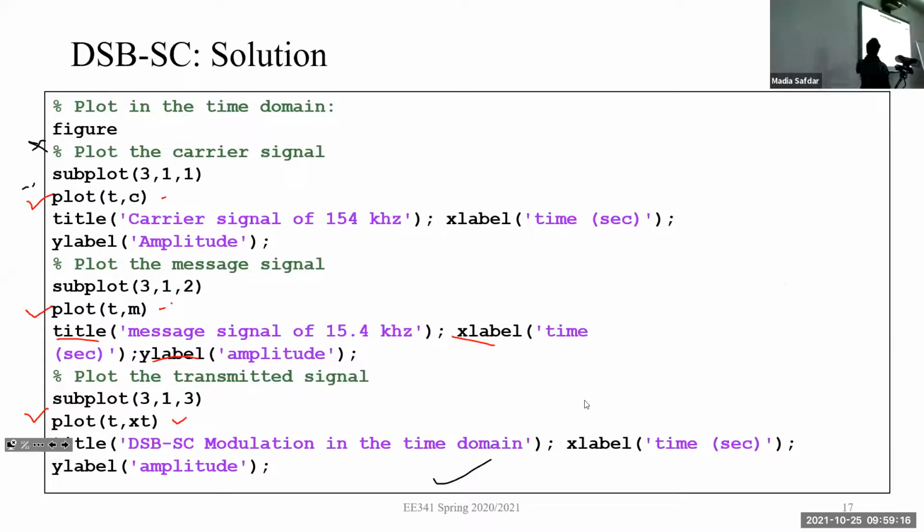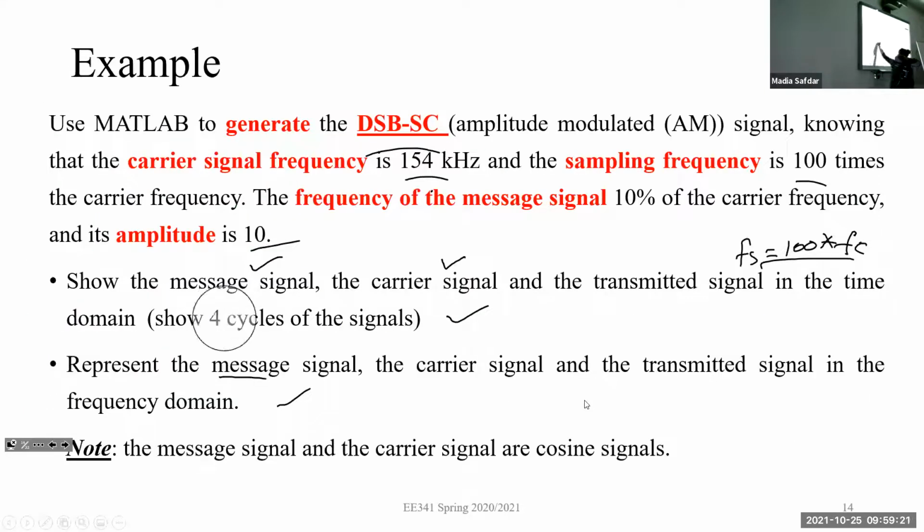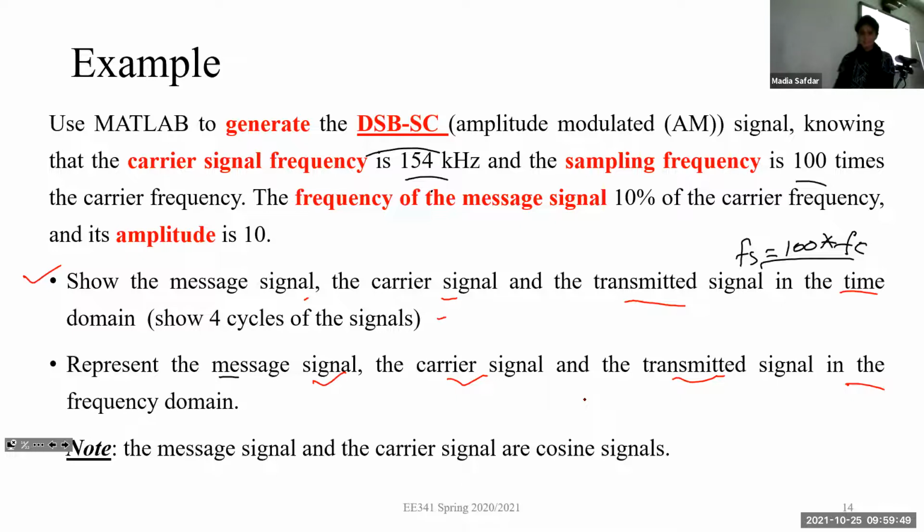So now, this was our original question. We did this one. First part we are done. Show the message signal, the carrier signal, and the transmitted signal. We show all three signals in the time domain. All of them we did. Now we will show the same signals, message signal, carrier signal, and the transmitted signal, in frequency.